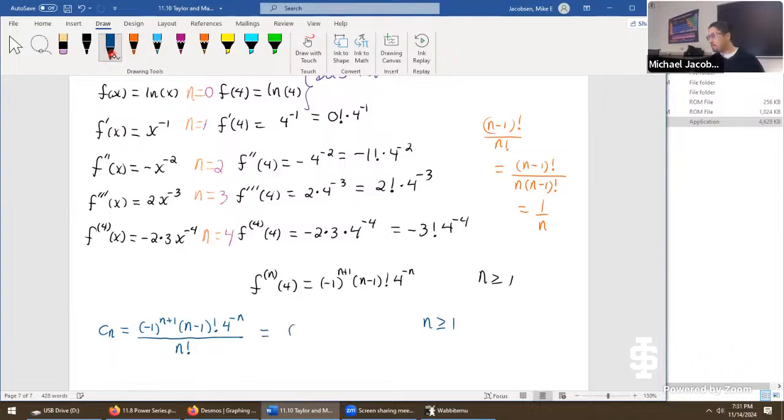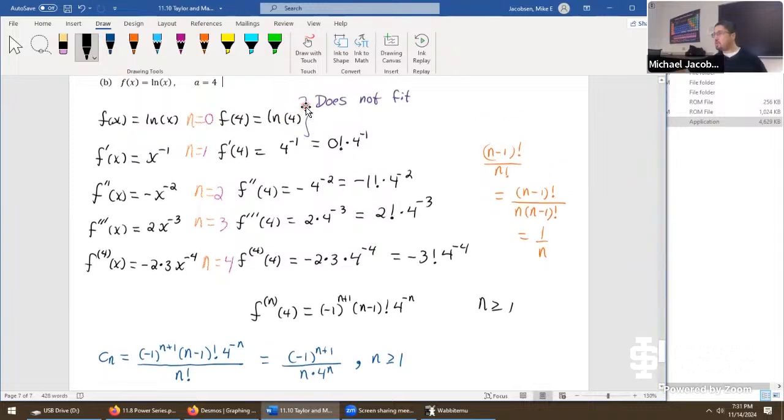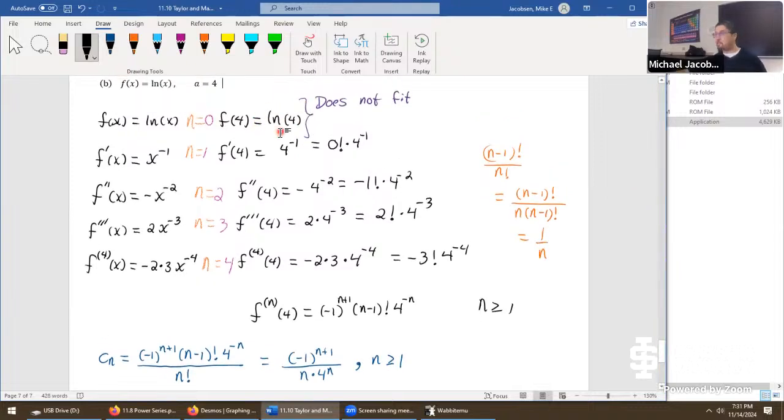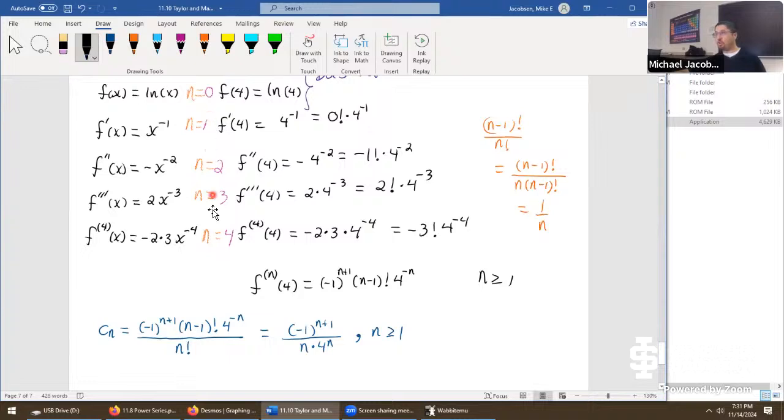We get -1 power n plus 1. These two cancel to just an n in the denominator. And just to clean it up a little bit, we can take the negative exponent and throw 4 power positive n down below. But once again, this is only valid for n greater than or equal to 1. So we have natural log 4 right here, but as n goes from 1 to infinity, these are the coefficients finally.